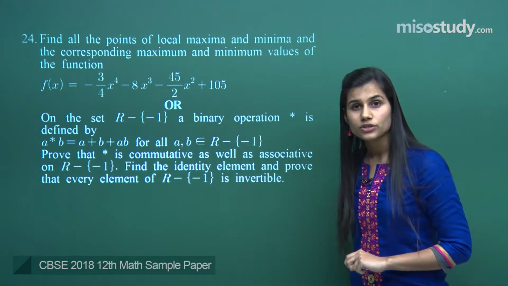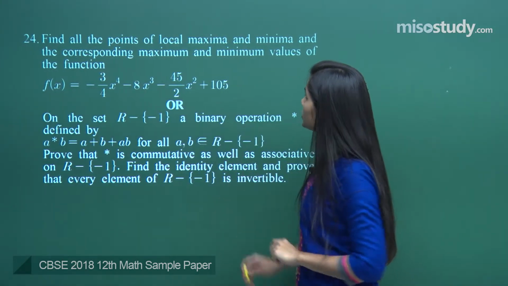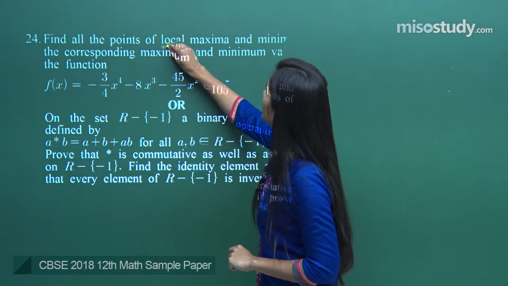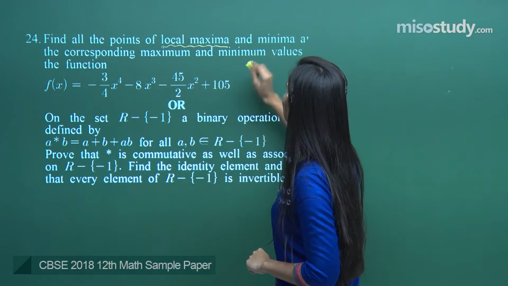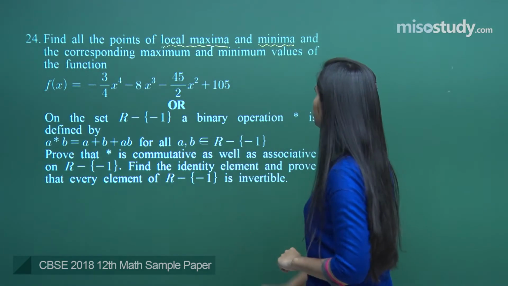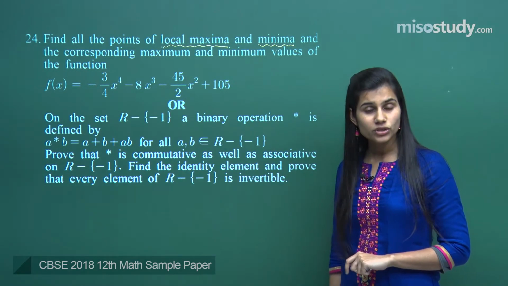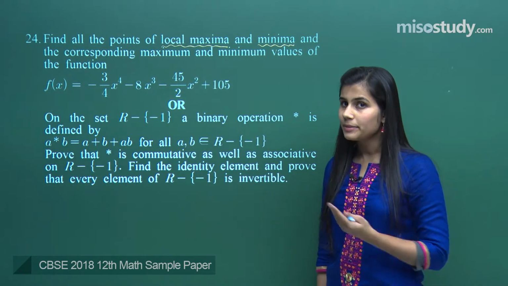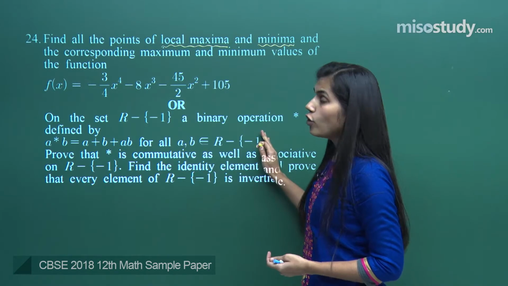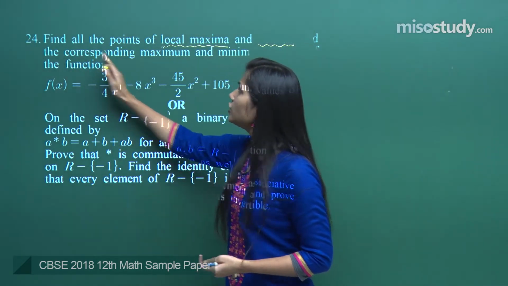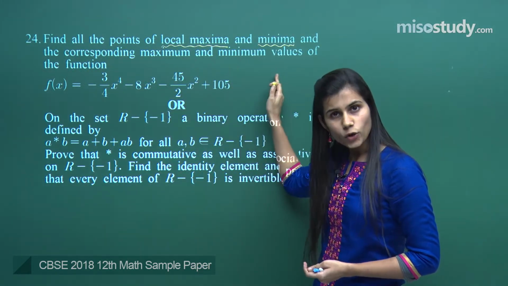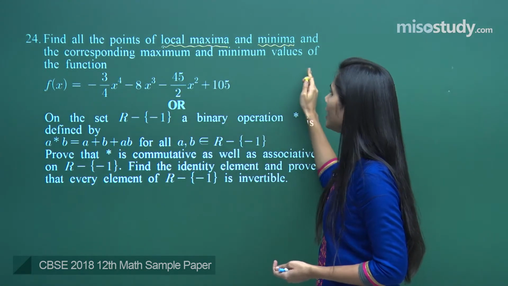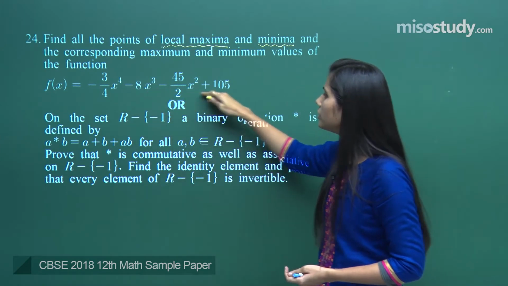Okay, so what is the question trying to say? The first two words I was able to focus on were local maxima and local minima. That means the question is asking me to revisit my knowledge about local maxima and local minima. It says find all the points of local maxima and local minima and the corresponding maximum and minimum values of this particular function.